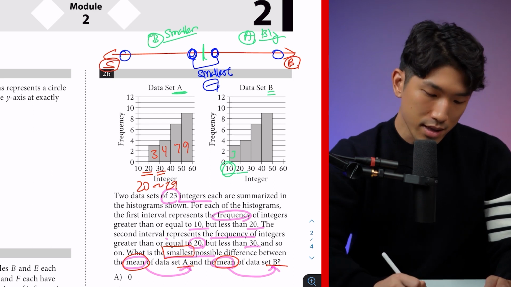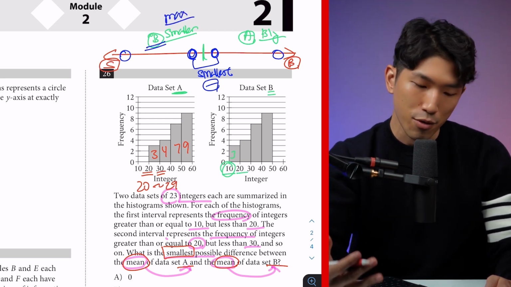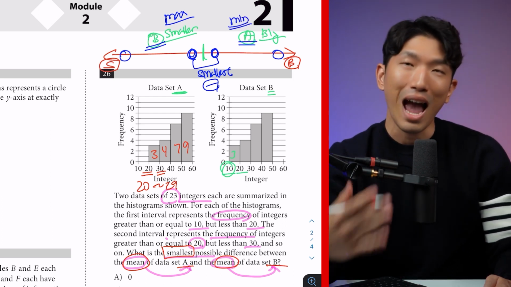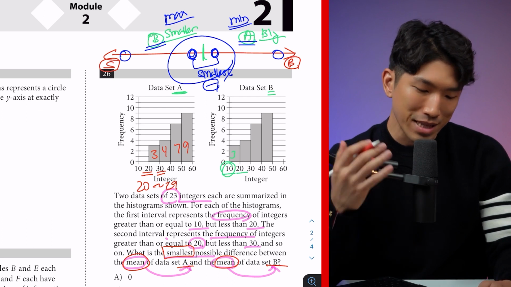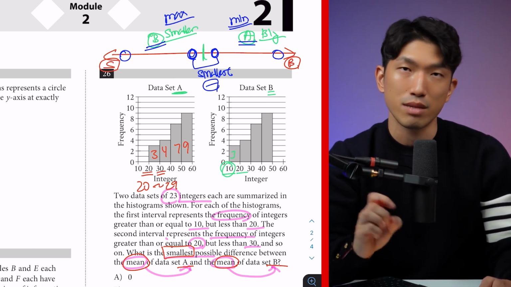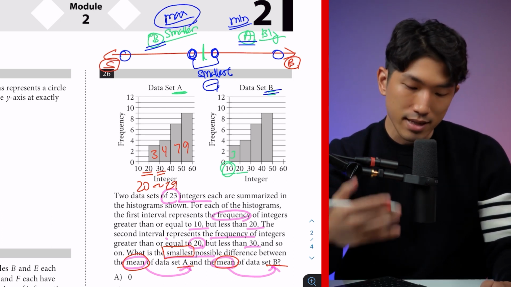So what that means is for data set B, we have to maximize the mean, and for data set A, we have to minimize the average. That's the only way to keep them as close to each other as possible and keep the difference as small as possible. So let's start with dataset B. How can we maximize dataset B's average?